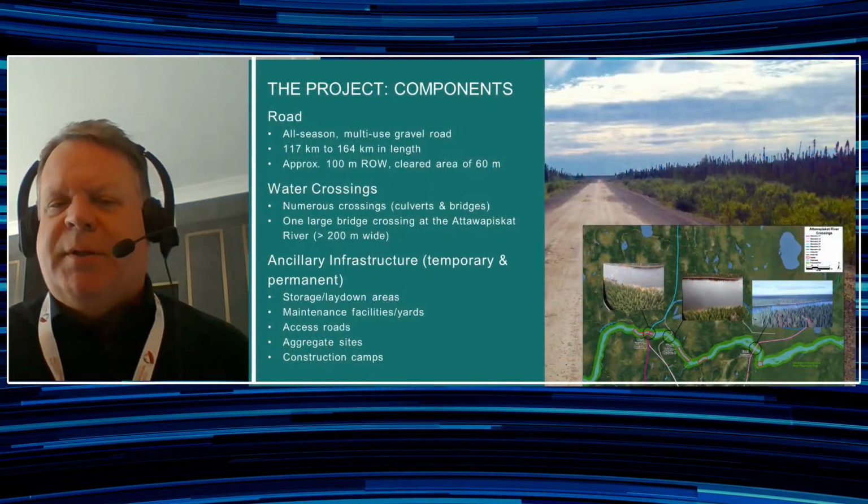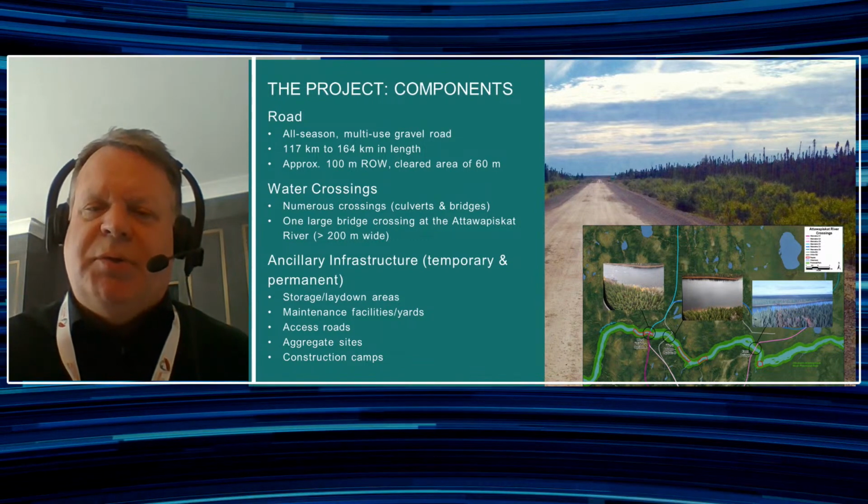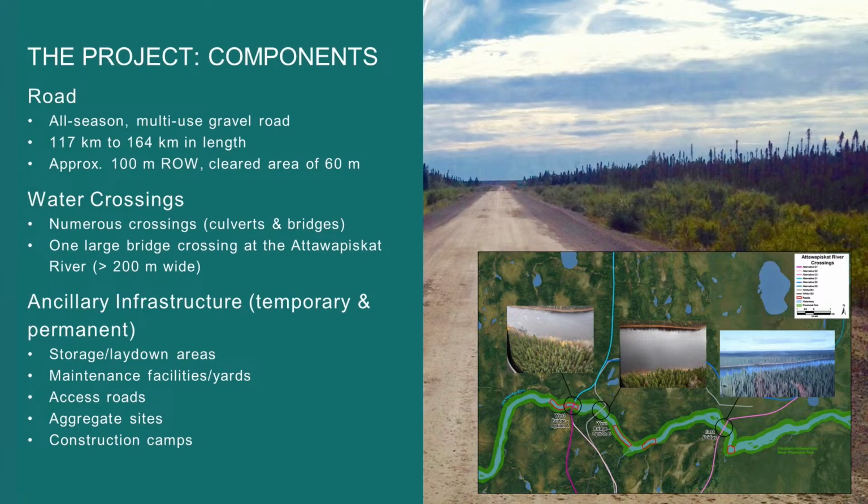In terms of the components of the project, again, this is an all-season, multi-use gravel road. You may see on the screen here that the estimated length is between 117 and 164 kilometers. The reason why we don't have a finite length is because we have road alternatives, and I'll get into that in a minute. So there's a range of distances it could take depending on which alternatives are chosen. There will be an approximately 100-meter right-of-way for the road with a cleared area of 60 meters.